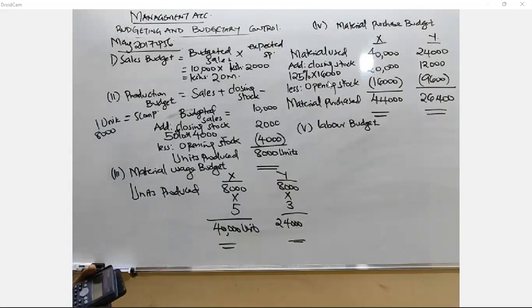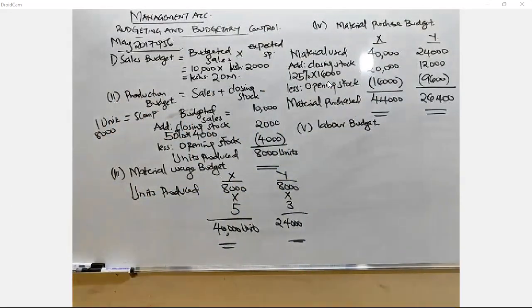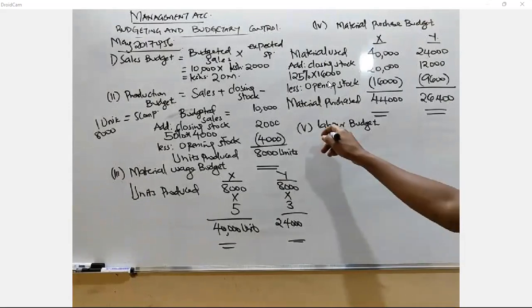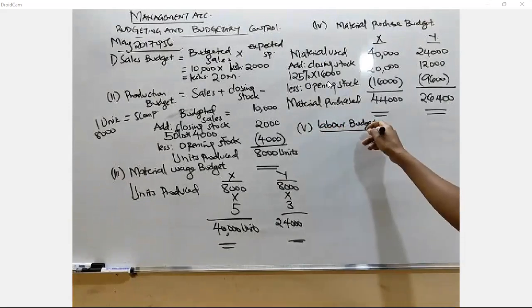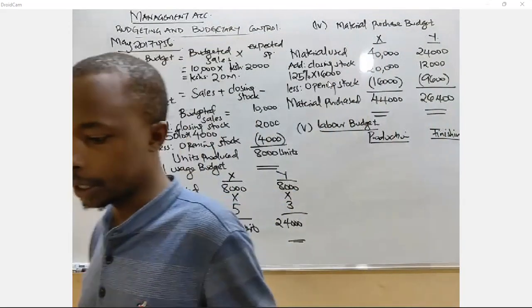Now let us look at the labor budgets. When you are dealing with labor, we are looking at the departments which are affecting our labor. The departments which are already incorporated in our labor budgets, one will be production. The other one will be finishing. Production and finishing, right? So what are we going to be capturing here?